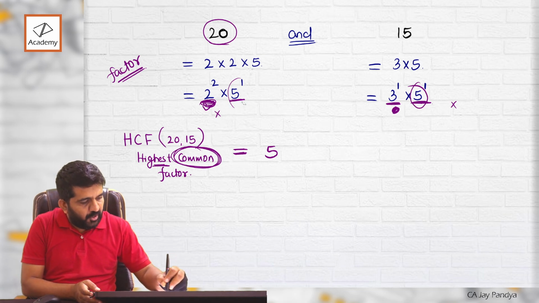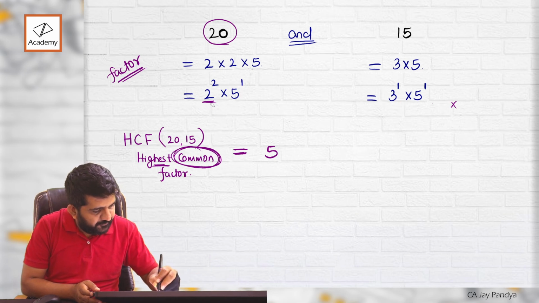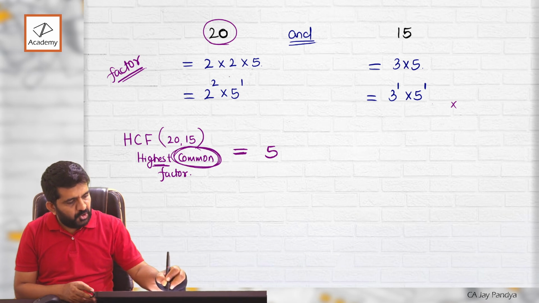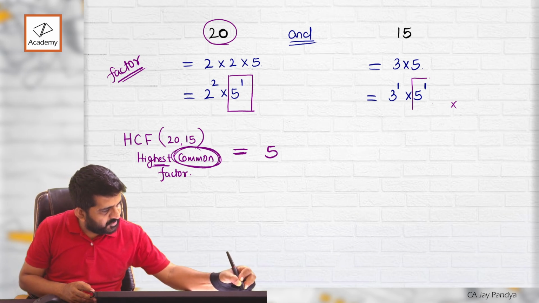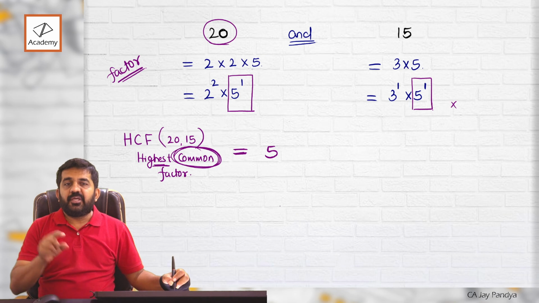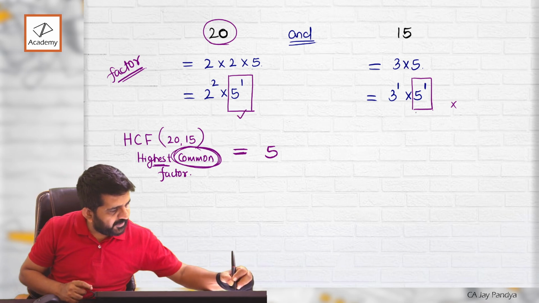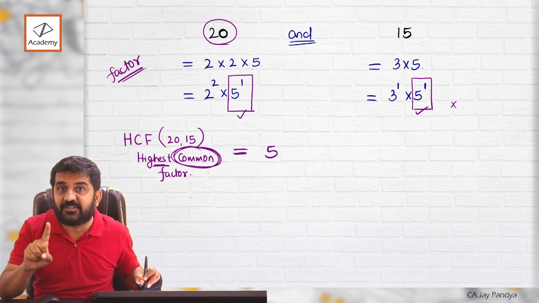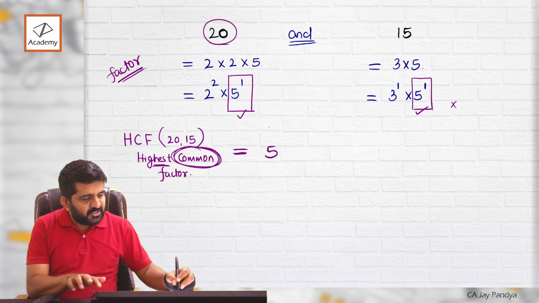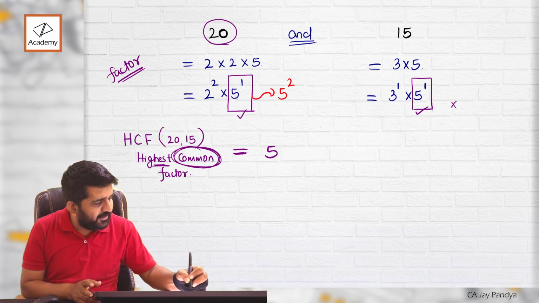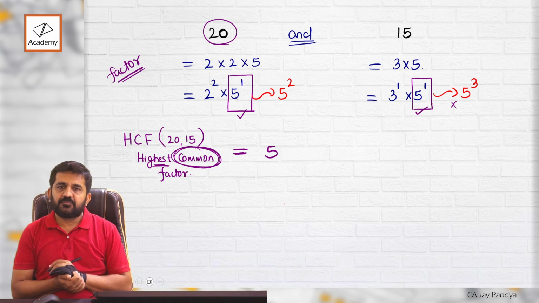Right. All right. Which 5 should I take? Please concentrate. Should I take this 5? Should I take this 5? In this question, there is no problem. Why? Because this number and this number are the same. Now I am not saying factor, I am saying number. 5 raised to 1 and 5 raised to 1 is the same. But suppose this was a 5 square and suppose this was a 5 cube. Right?